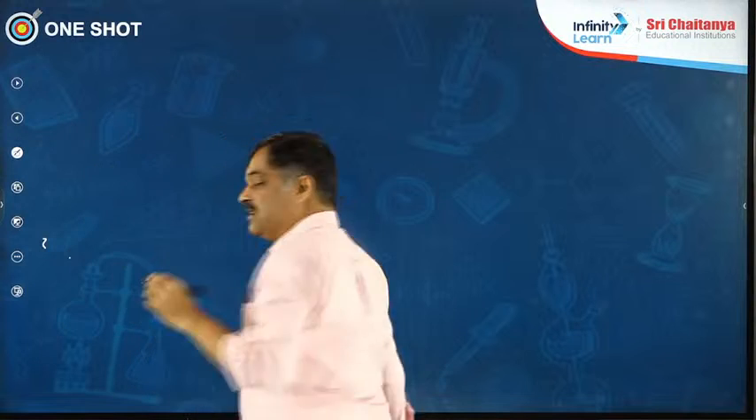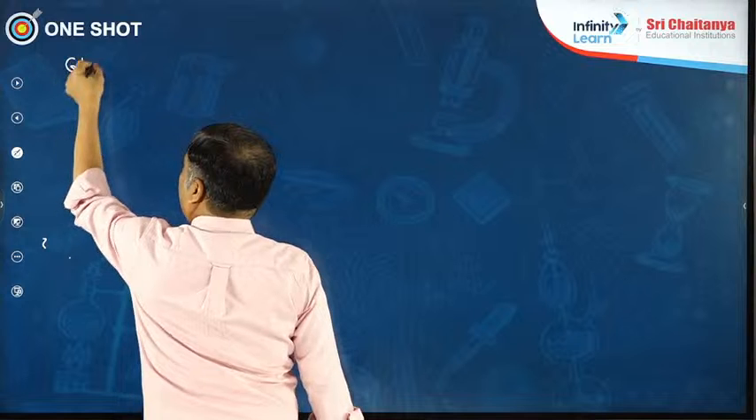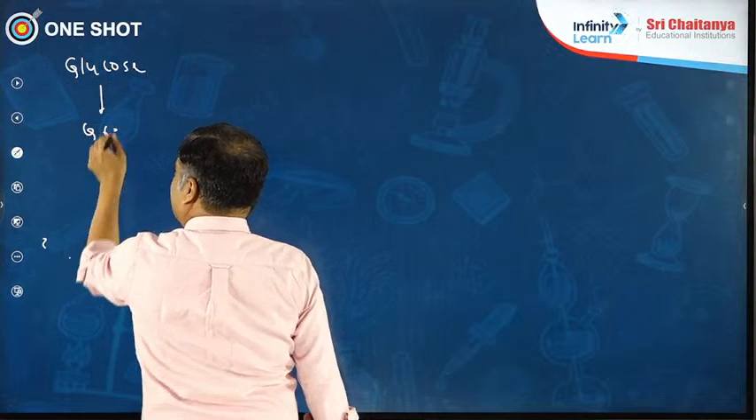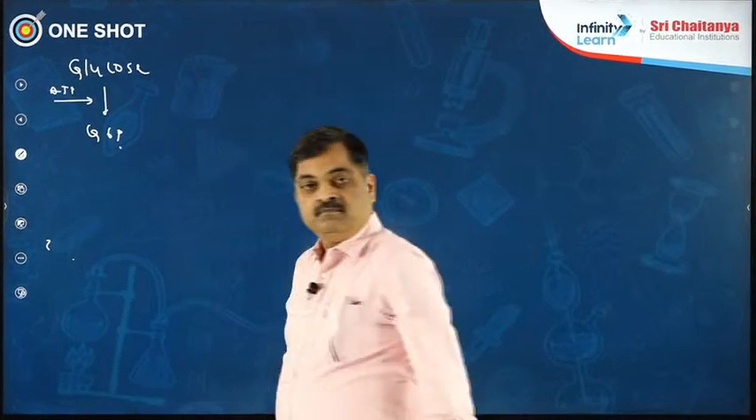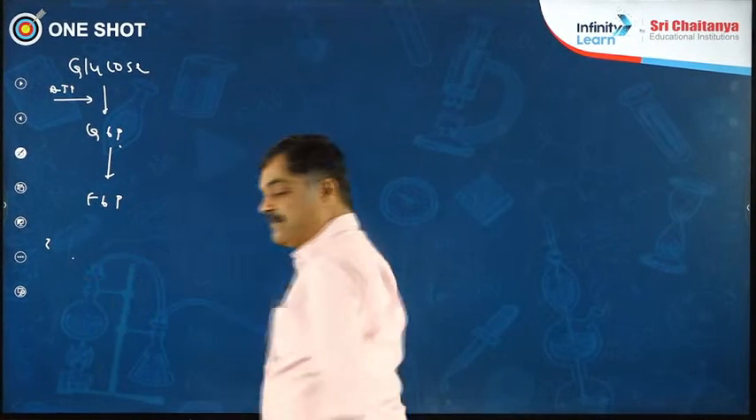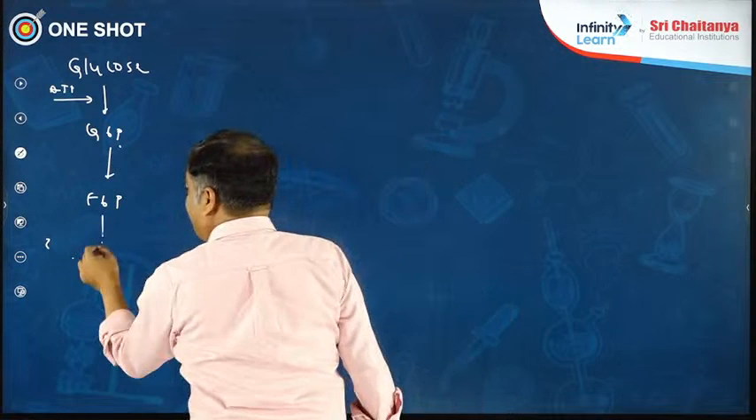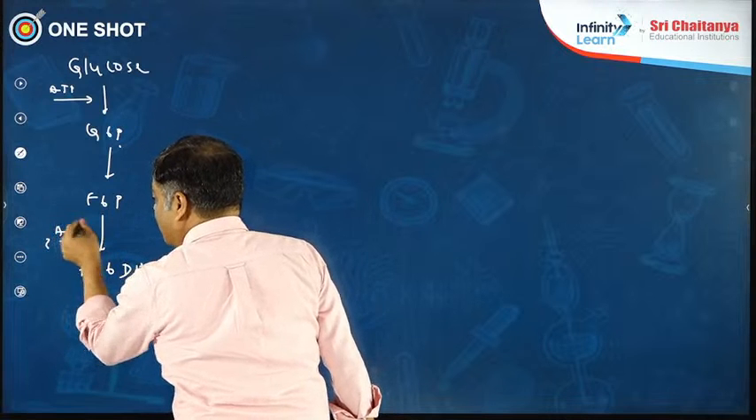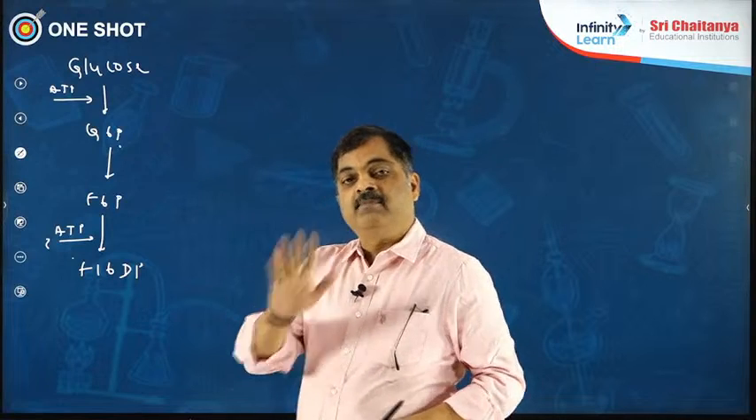We'll start with the first phase of aerobic respiration, which is glycolysis, where we convert glucose first into glucose 6-phosphate. The enzyme name is kinase, and I utilize 1 ATP. Next, glucose 6-phosphate is converted to fructose 6-phosphate. Type of reaction: isomerization. Enzyme name is isomerase. Fructose 6-phosphate to fructose 1,6-diphosphate. I utilize 1 more ATP. Type of reaction: phosphorylation. Enzyme name: kinase.